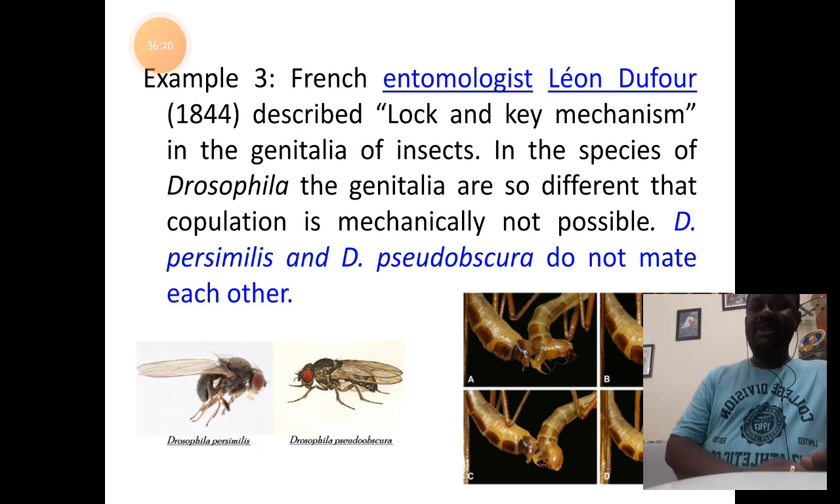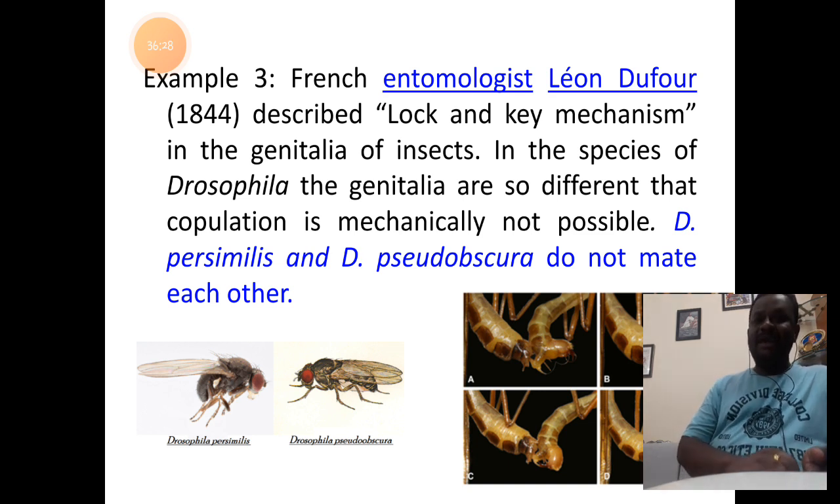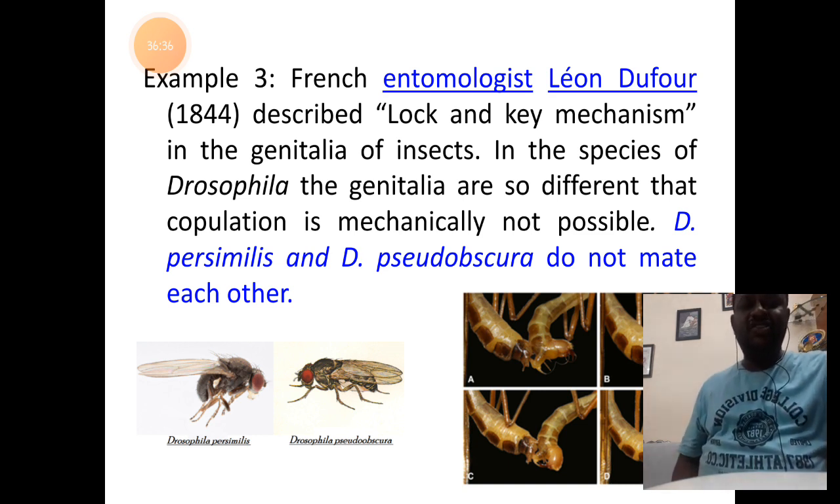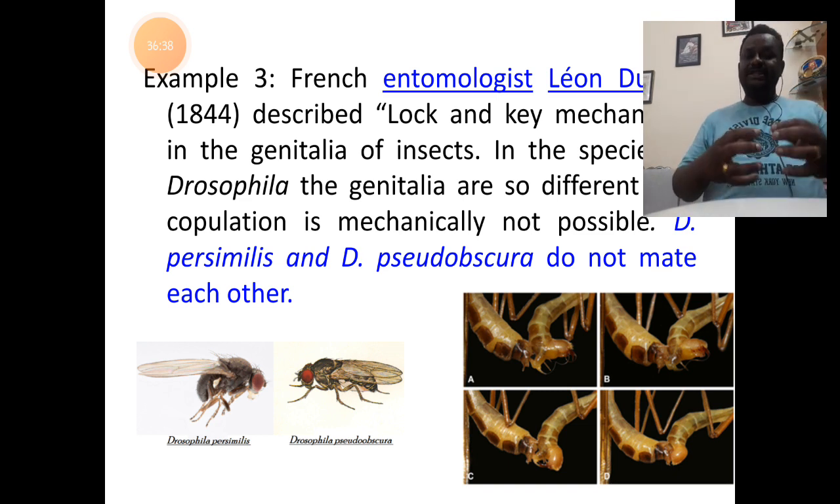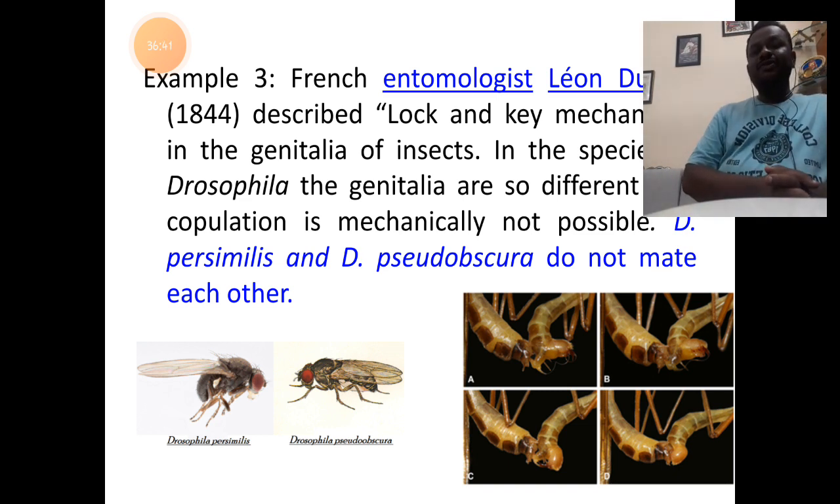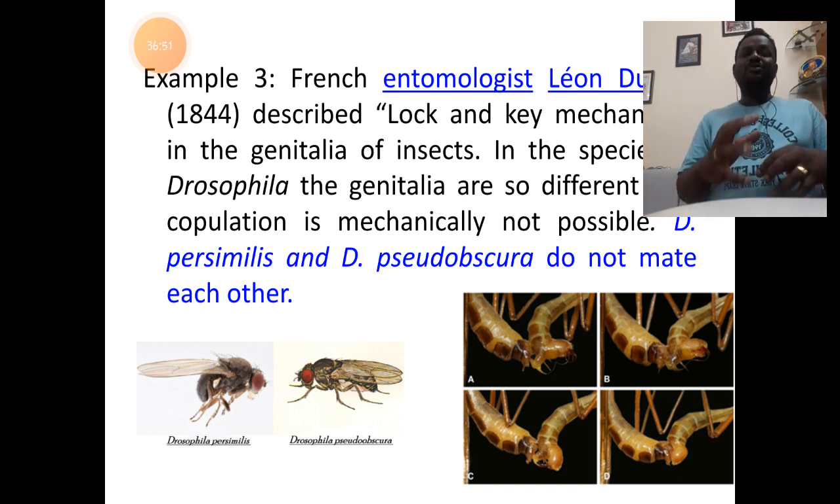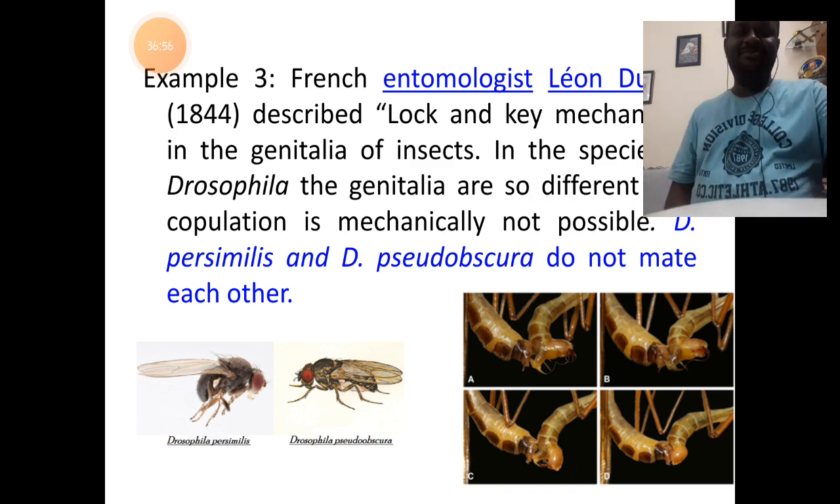Similarly, the third example is the lock and key mechanism in the genitalia of insects, given by a French entomologist, Leon Dufour. He explains that the reproductive structures, namely the genitalia, of Drosophila pseudoobscura and persimilis are entirely different, so that the mating process is not allowed. Even if mating is allowed, the process of zygote formation will not take place. So that's the importance.